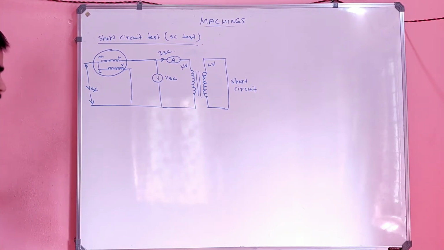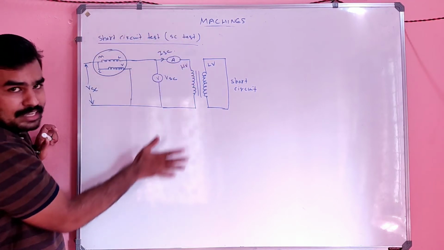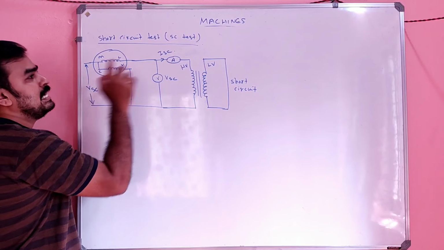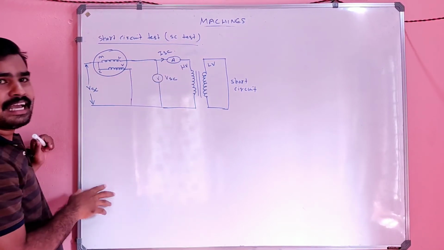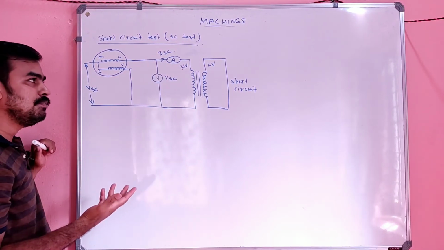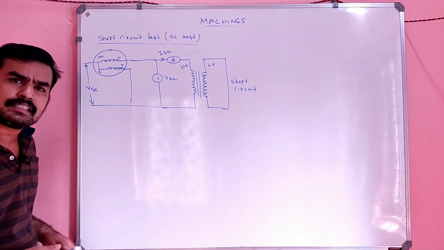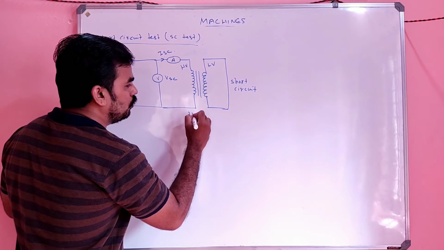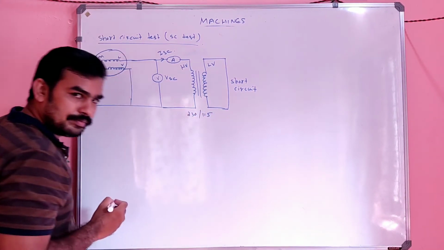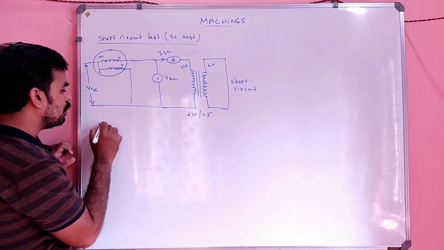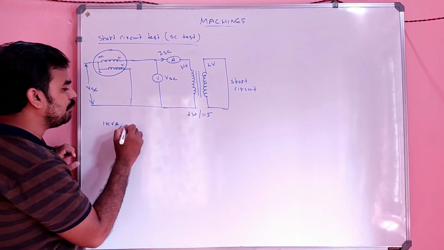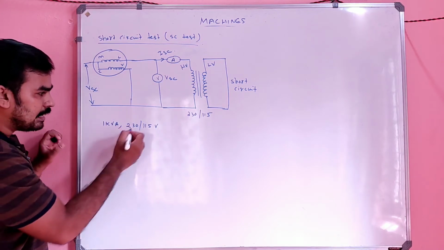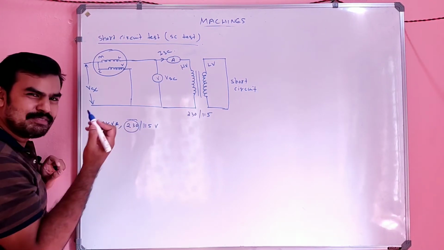And how can we perform this test? Connections are made as shown in the figure. Slowly increase the value of V so that rated current will be flowing in the ammeter. How can we calculate the rated current? Say an example: suppose it is a 1 kVA, 230 by 115 volt transformer. Then what is the current in the primary, the high voltage side?